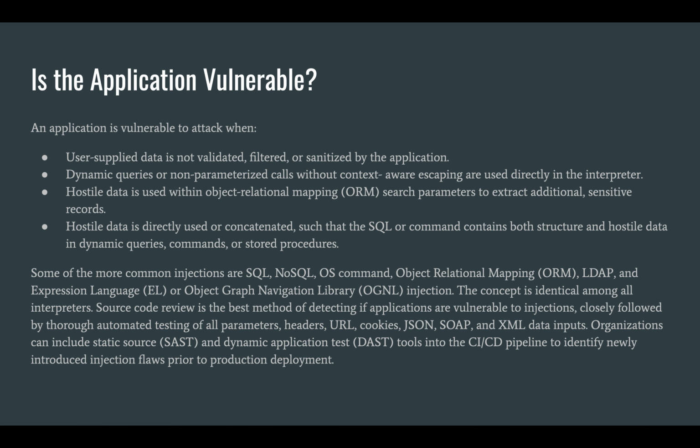Hostile data is used within object relational mapping, that is ORM search parameters, to extract additional sensitive records. Hostile data is directly used or concatenated, such that the SQL or command contains both structure and hostile data in dynamic queries, commands, or stored procedures.